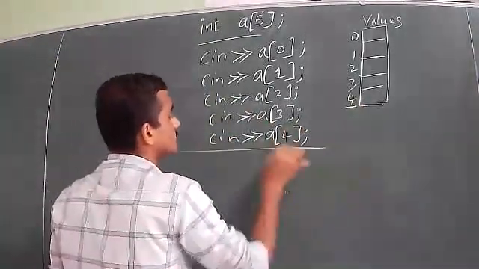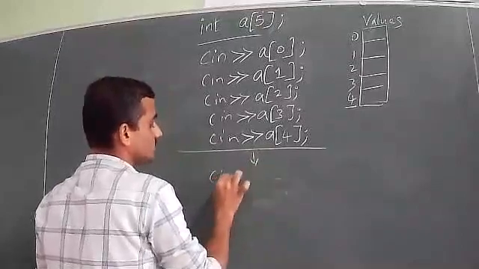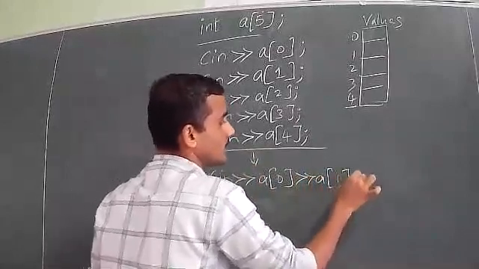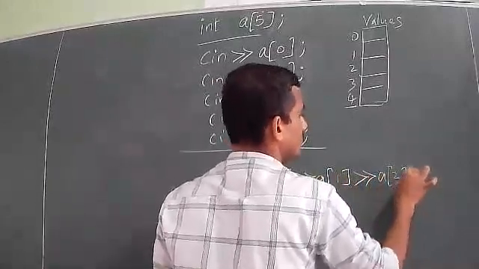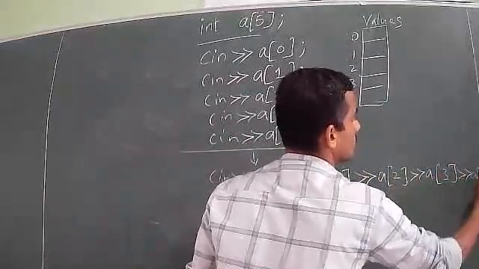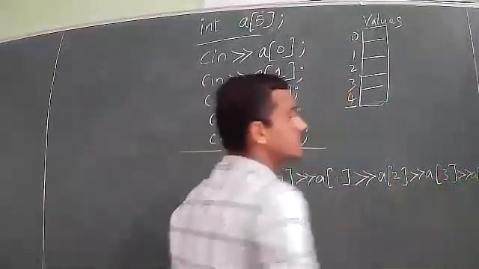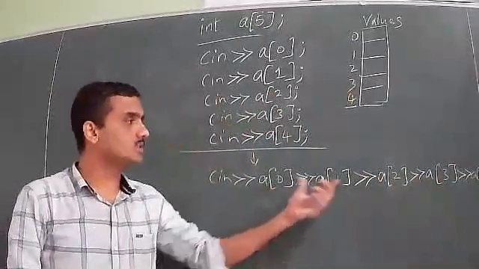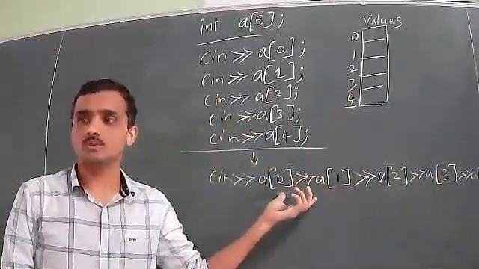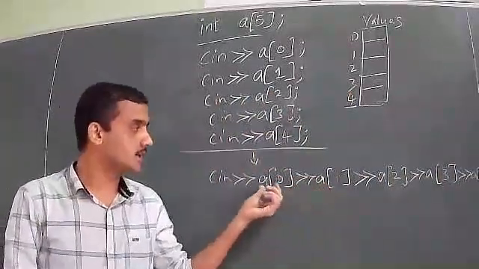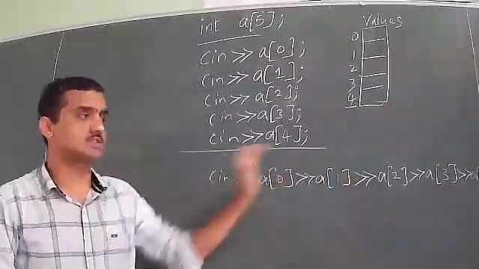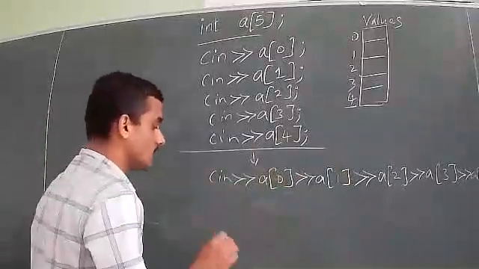So now again this statement I can write in one statement, that is cin extraction operator A of 0, extraction operator A of 1, extraction operator A of 2, extraction operator A of 3, extraction operator A of 4. See, if you are taking 5 values, I have written 5 times extraction operator and A of 0, A of 1, A of 2, A of 3. But if you are taking 100 elements, again same law. You have to take 100 extraction operators and 100 times array name, 100 times subscript values, starting from 0 to 99.